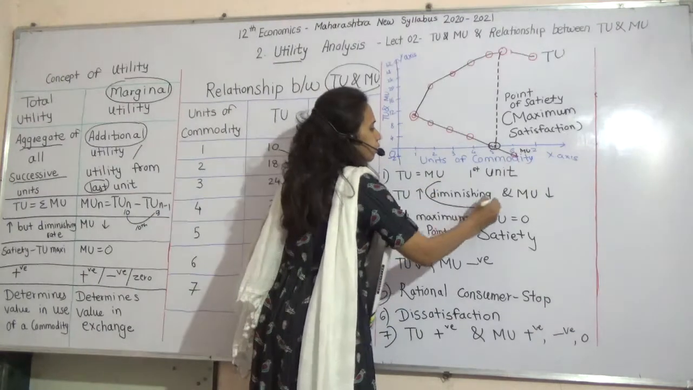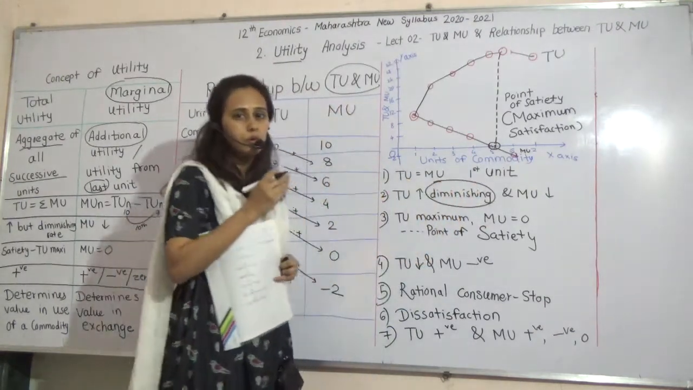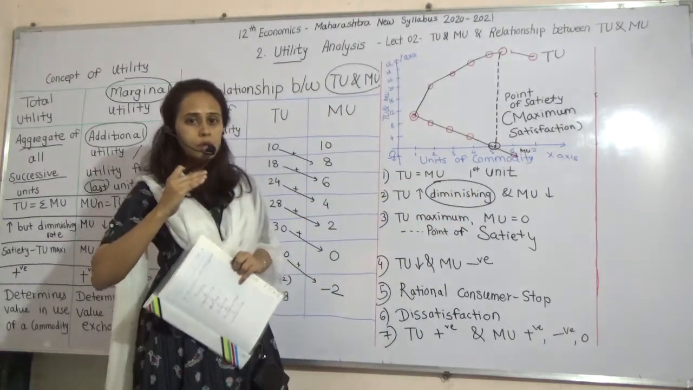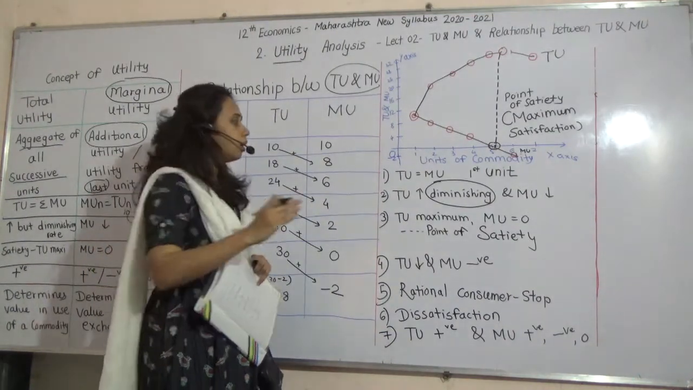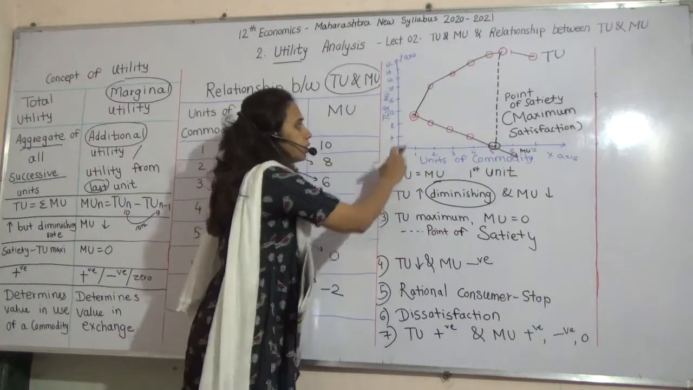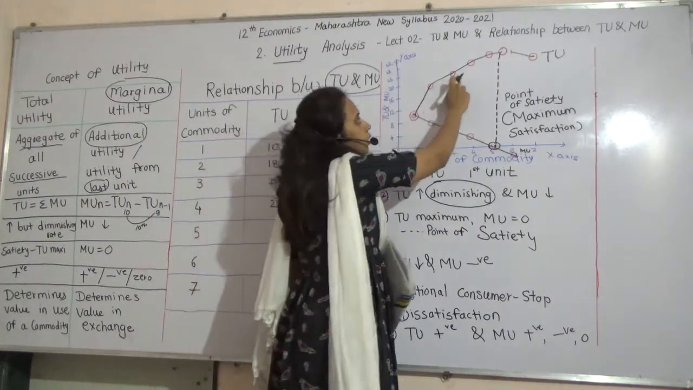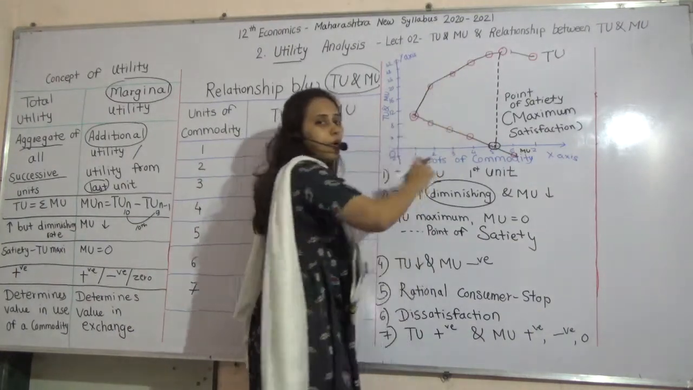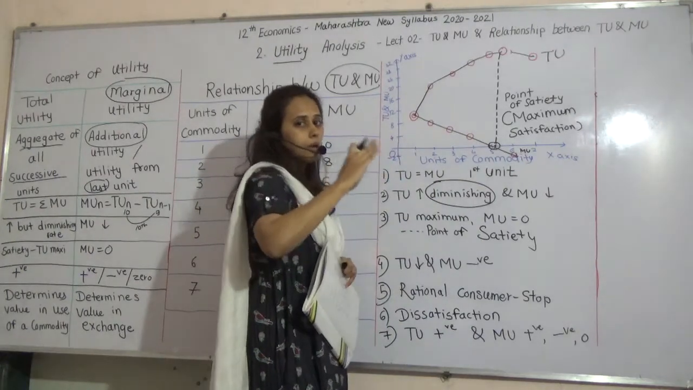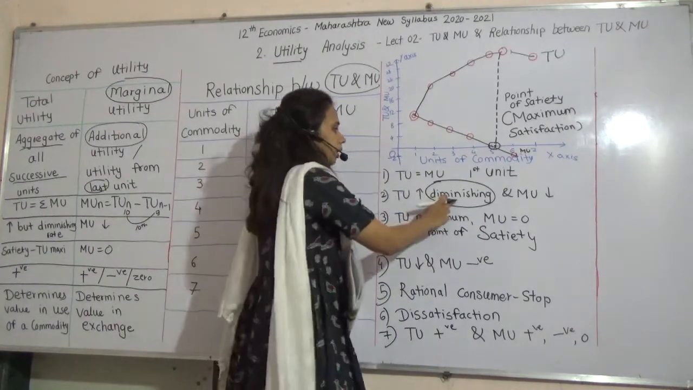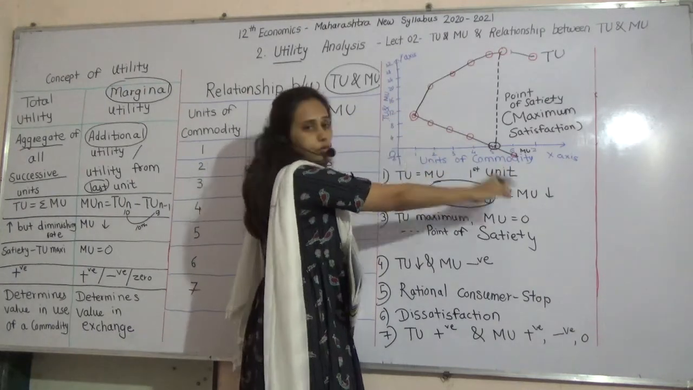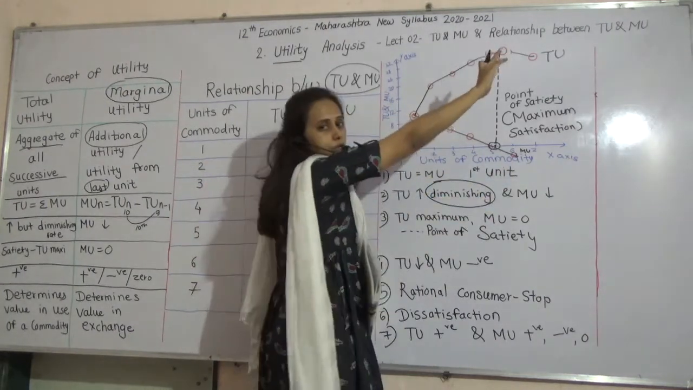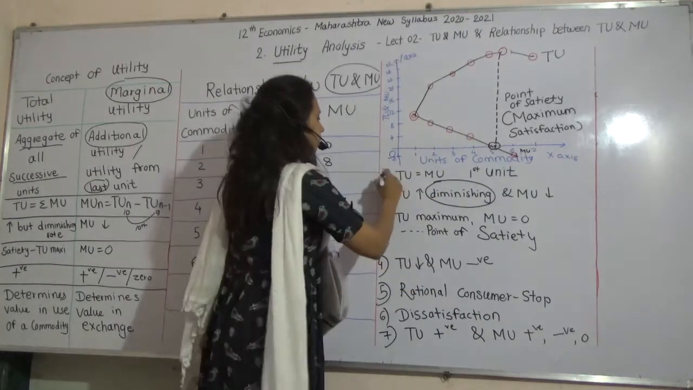This word is important because even though it's increasing, the rate is slow. That's why we are saying that TU is increasing with the consumption of the second unit, third unit, fourth unit. TU has started increasing but at a diminishing rate. And clearly, MU goes on decreasing. It's downward sloping, TU is upward sloping. So the second point is over.